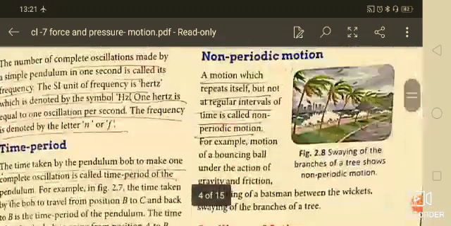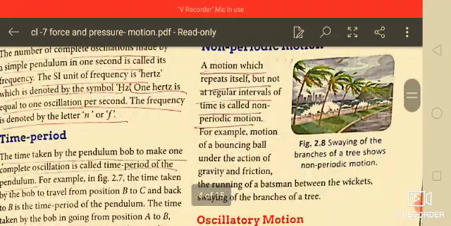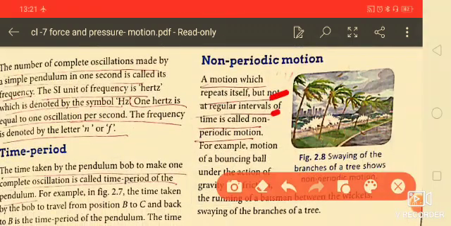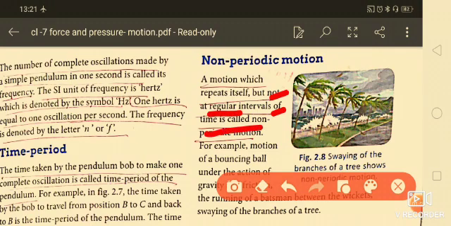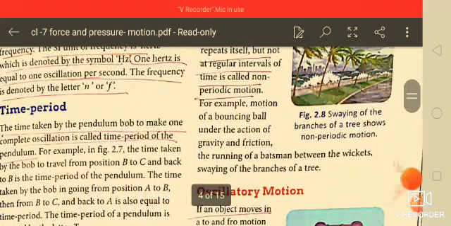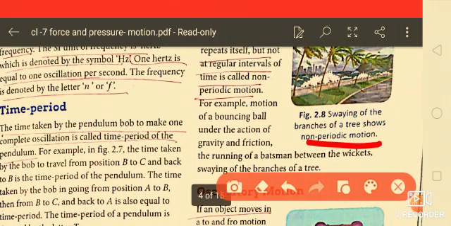Next topic, students, is non-periodic motion. The motion which repeats itself but not at regular intervals of time is non-periodic motion. Here you are seeing non-periodic motion in this figure.